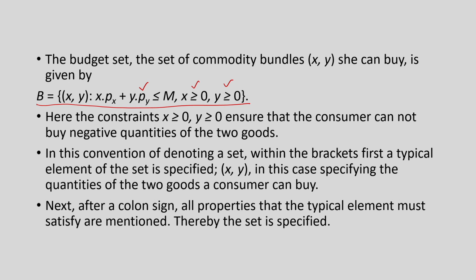In this convention of denoting a set, within the brackets, first a typical element of the set is specified. So, I am just trying to elaborate how this particular specification of a set is done. So, within the brackets we are first specifying a typical element of this set. In this case the typical element is (x, y), specifying the quantities of two goods the consumer can buy. So, consumer can buy x and the consumer can of course also buy y. This is a combination, or we also call it a bundle.